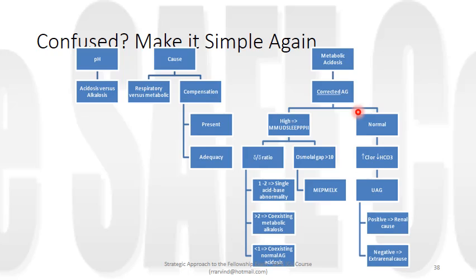On the other hand, if the corrected anion gap is normal, okay, then I look at the urinary anion gap, and if it's positive, it means it's a renal cause, and if it's negative, it's an extrarenal cause.